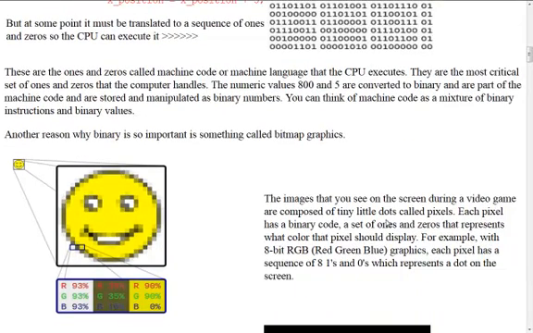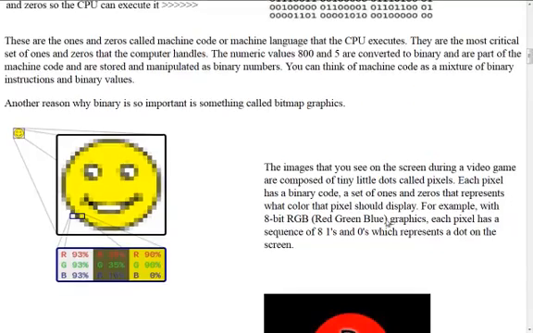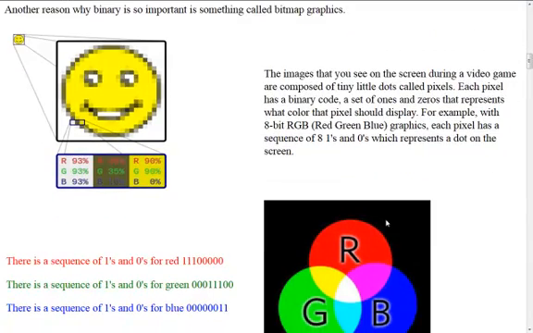The numeric values 800 and 5 are converted to binary and are part of the machine code and are stored and manipulated as binary numbers. You can think of machine code as a mixture of binary instructions and binary values. Another reason why binary is so important is something called bitmap graphics. The images that you see on the screen during a video game are composed of tiny little dots called pixels.